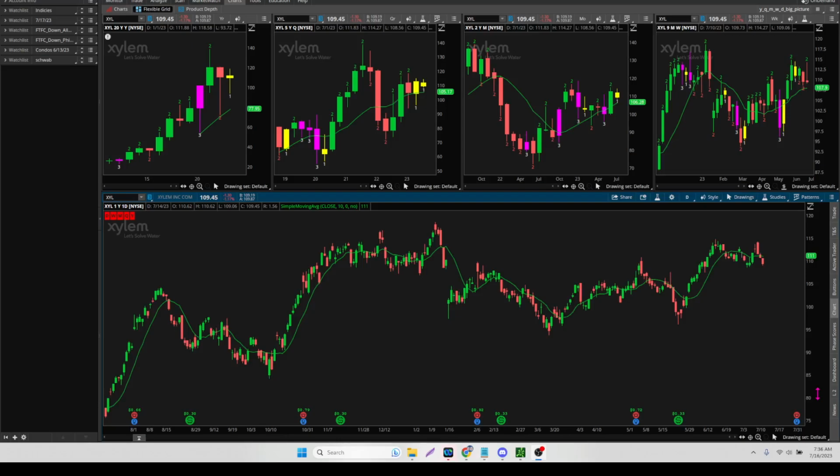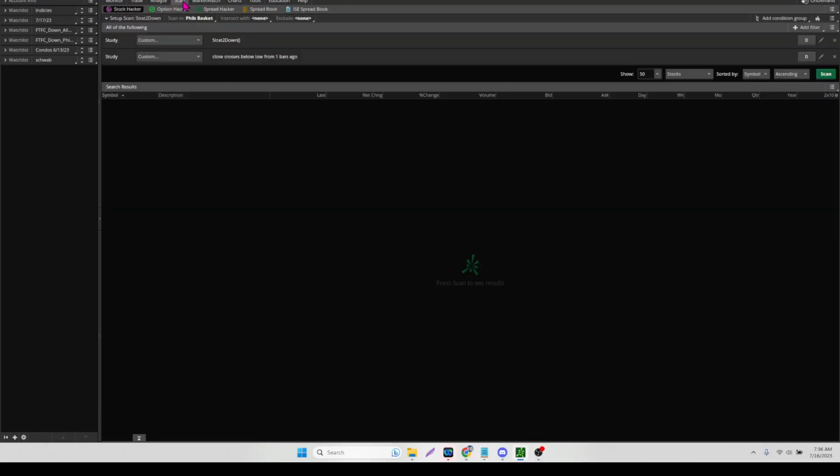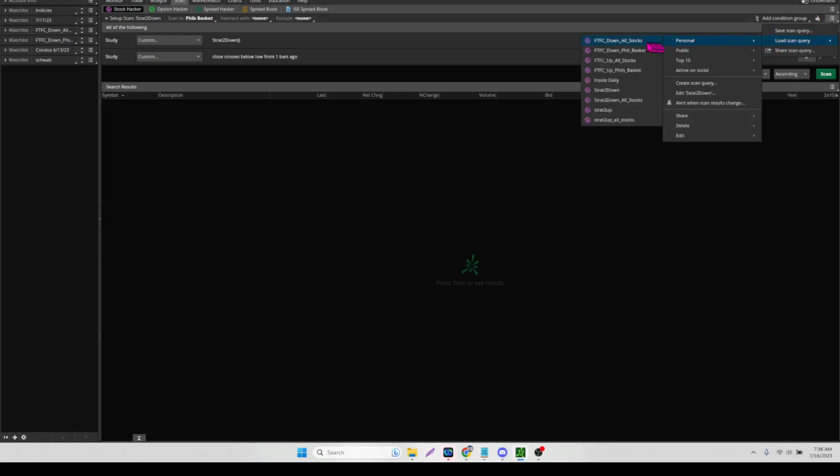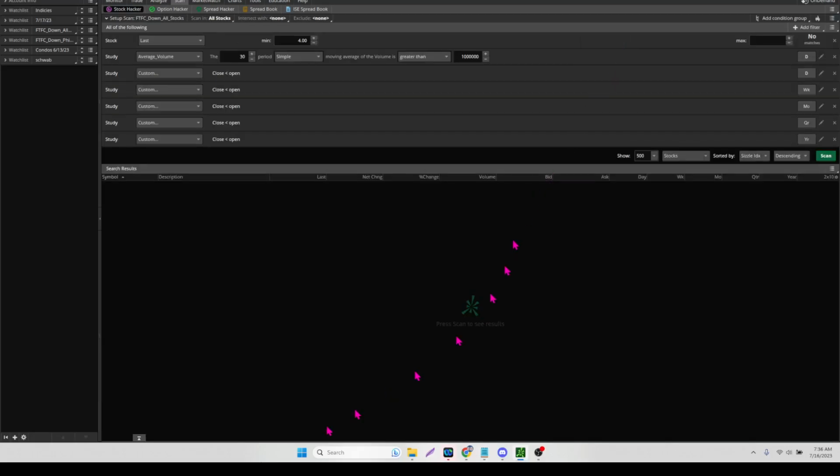For those of you who missed that, let's take a quick look at this within the scan. I can come in here and load a scan query for full time frame continuity to the downside. If you want to set this up, now would be a good time to pause the video and take a look. Basically, this is the name of the scan. This is where I'm looking at all stocks. And right here is the group of conditions that I use in order to do that.